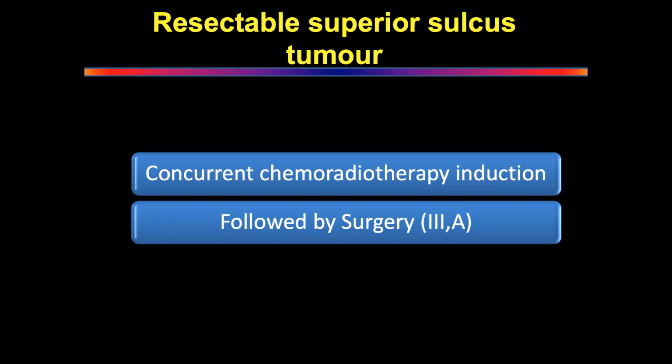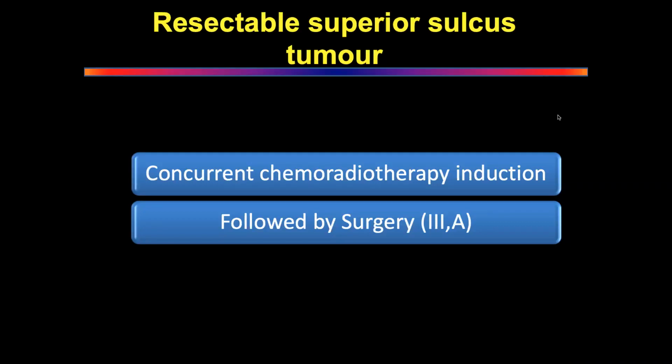It is still a resectable superior sulcus tumor, but it's better to give him concurrent chemoradiotherapy, start off with an induction therapy, and follow it with surgery. But in between the two, you must restage to know what is happening. Okay? Is this clear? Very clear. Very good.